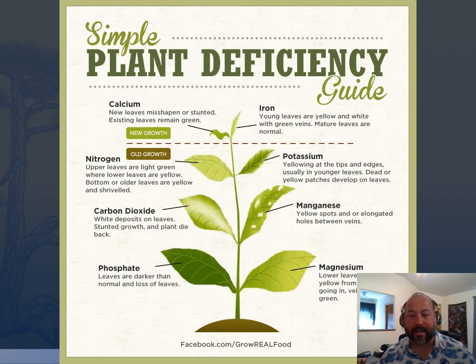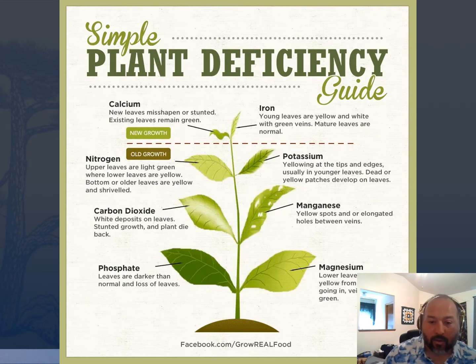Potassium, yellowing at the tips and edges. Dead or yellow patches develop on leaves. Manganese, yellow spots or elongated holes between the veins. Carbon dioxide, you're going to get white deposits on leaves, stunted growth, and plant dieback. Phosphate, the leaves are darker than normal, and you get a loss of leaves. And magnesium, you're going to get the yellowish color. It's going to be greener back towards the tip, but yellowish on the outside, and your veins are going to be green.